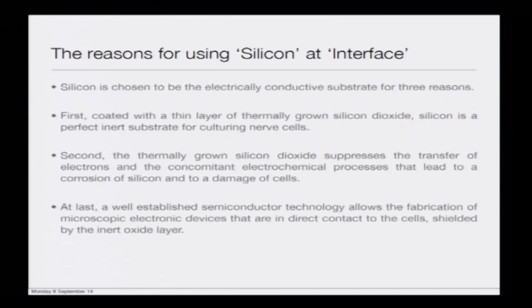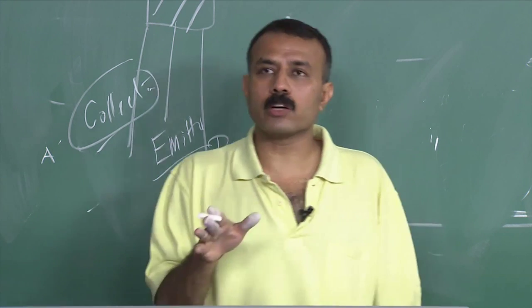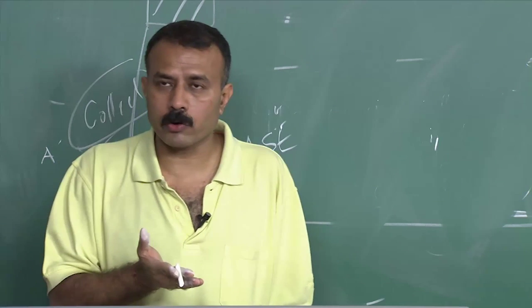Okay. Now, coming to the reason for silicon at the interface, this is just a little off and then I will come back. Silicon is chosen as the electrically conductive substrate for three reasons. First, coated with a thin layer of thermally grown silicon dioxide, silicon is a perfect inert substrate for culturing nerve cells. You need a substrate where the neurons can grow, one which could be modified with different kinds of proteins so that it supports the growth of the neurons.